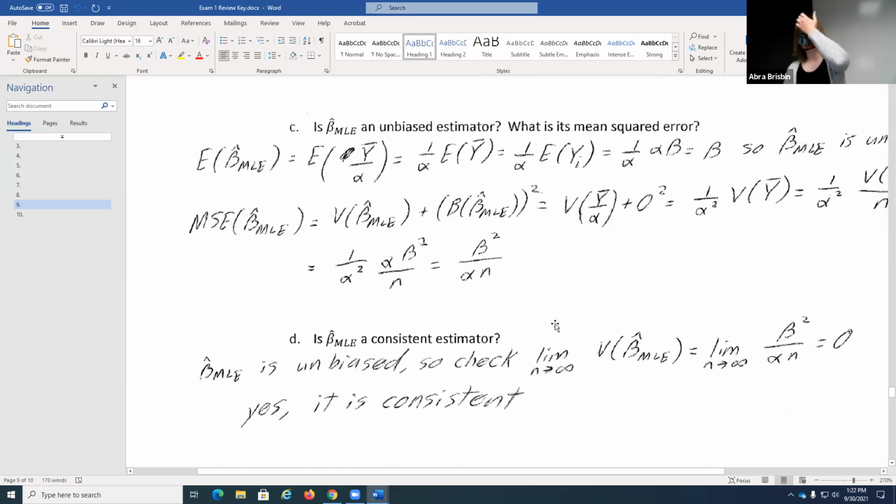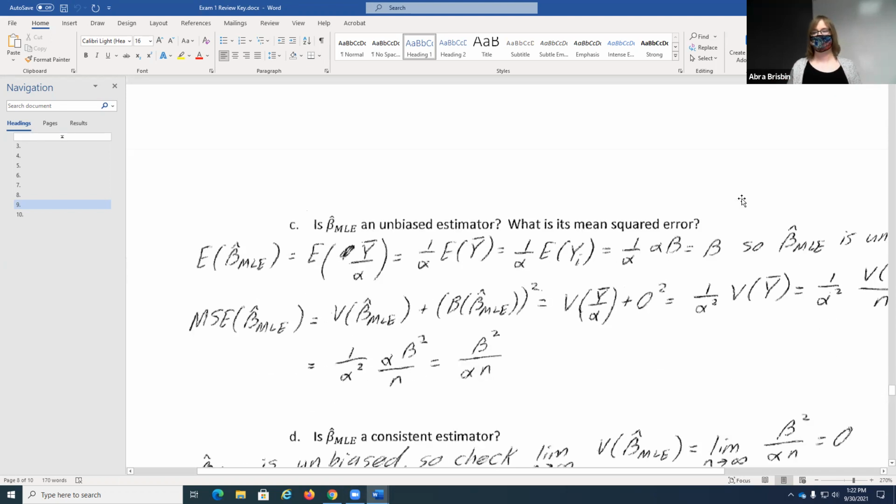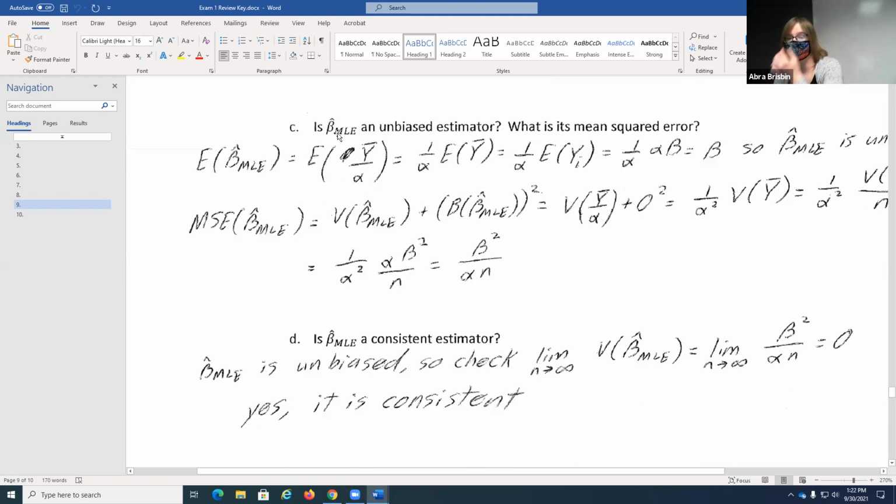Then we're checking whether the maximum likelihood estimator is unbiased. Helpful hint: notice that even if you were not successful in doing part B, you could still do part C by using the maximum likelihood estimator that I gave you. To check whether it's unbiased, we want to check whether its expected value is equal to the thing we're trying to estimate. So we have the expected value of y bar over alpha. We can pull the 1 over alpha outside of the expected value. The expected value of y bar is equal to the expected value of y.